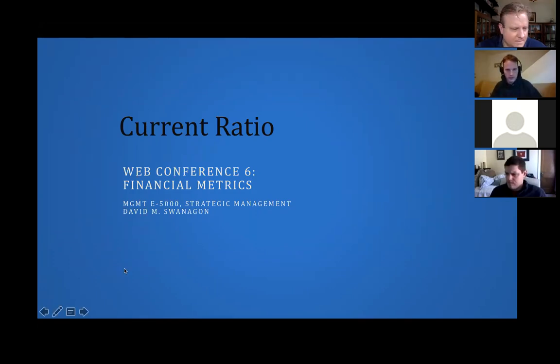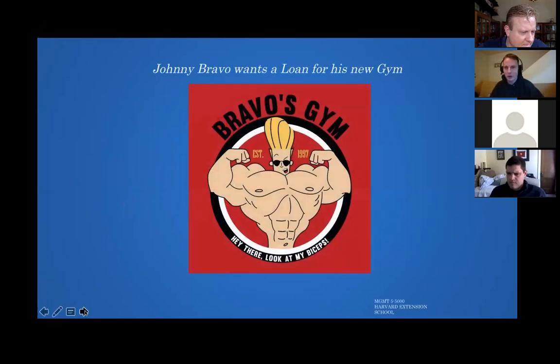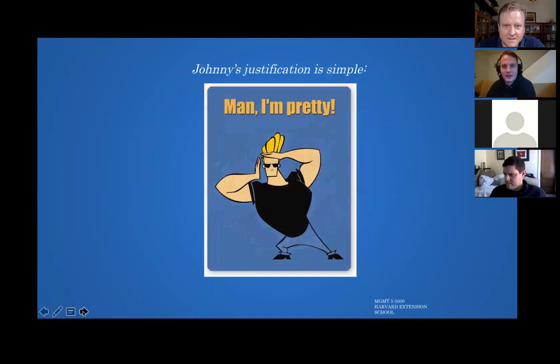Okay, so you can flip the slide. I tried to interject some humor into this, since I'm sure everyone is familiar with the current ratio. So Johnny Bravo wants a loan for his new gym, and his logo is, "Hey there, look at my biceps." Now, if you switch the slide, okay. His justification for the loan is simple, because he's pretty. Big biceps, has the tan, has the great hair. So go ahead and flip the slide.